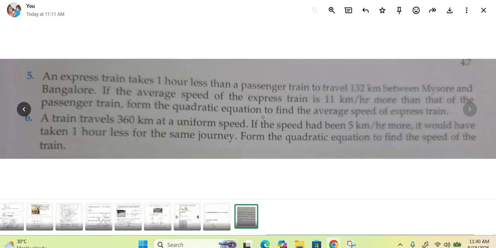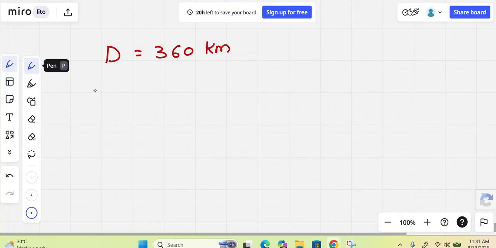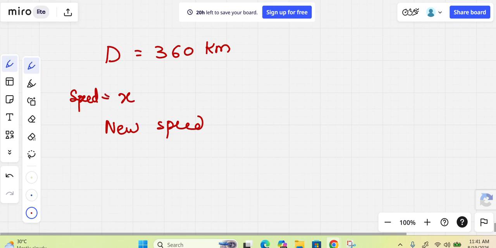Now what? If the speed had been 5 kilometer per hour more, that means earlier... So there were two speeds, right? Earlier, if the speed is x, what will the new speed be? If the speed was x earlier, what is the new speed? x plus 5.